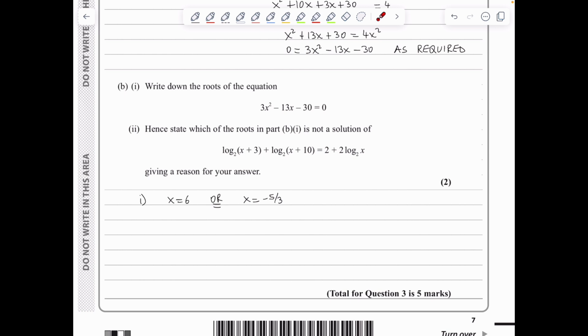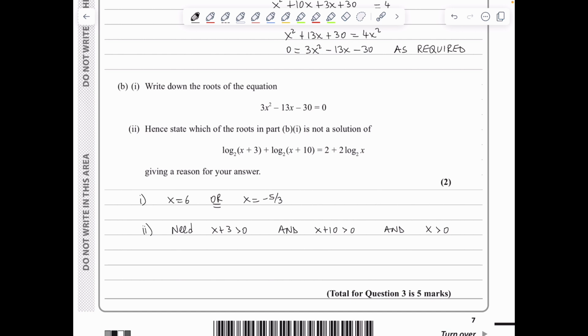And in part ii, we need to state which of the roots obtained is not a solution to the original logarithmic equation. We're looking at the original equation here. We can see we've got some restrictions. We need the x plus 3 to be greater than 0. We need the x plus 10 to be greater than 0. And we also need the x to be greater than 0 because we've got the logarithm of something positive to be well defined. If we've got the logarithm of 0, the logarithm of a negative number, then this is a math error on the calculator.